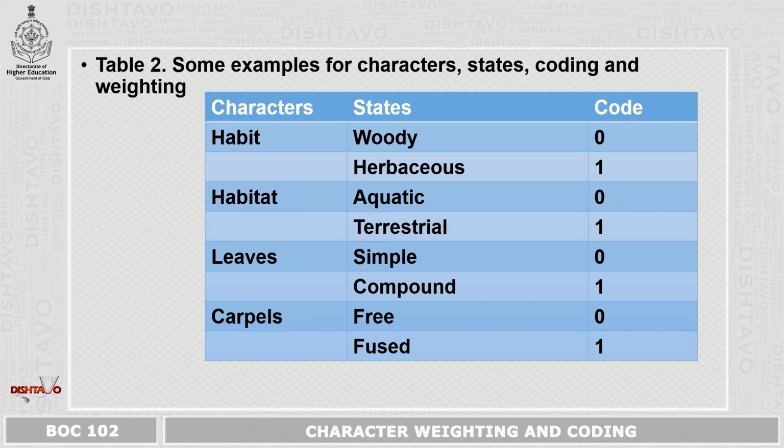In the same way, habitat: aquatic and terrestrial. Aquatic are ancestral and terrestrial are more recent. Leaves: simple ones are primitive, compound ones are more advanced characters. In the same way carpels: free carpels are primitive or ancestral, and fused carpels are more advanced. Accordingly, we will give the weightage.